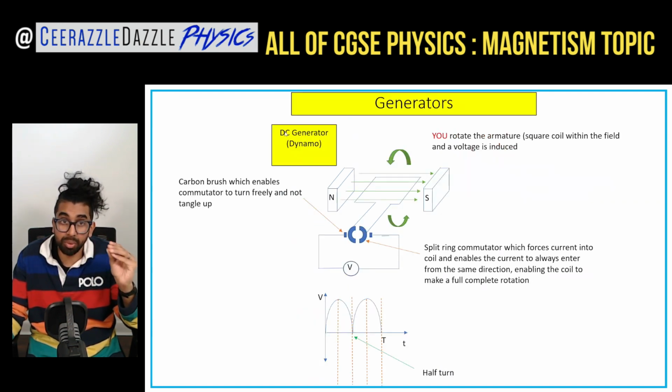Generators. So over here we have a DC generator, also called a dynamo. The DC stands for direct current. Look at this diagram, it looks almost similar to the DC motor, but instead of a power supply, there is a voltmeter.